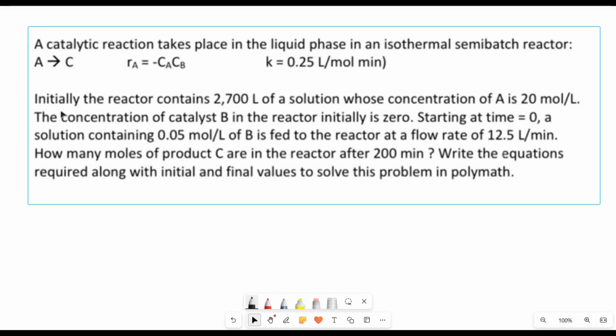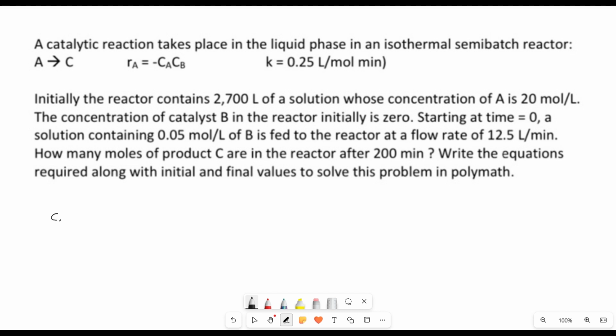Initially the reactor contains 2700 liters of solution whose concentration of A is 20 mole per liter. So it is given that the initial concentration at t equals 0, I will write CA naught is equal to 20 mole per liter. Initial volume V naught is given as 2700 liters. B is the catalyst. Concentration of catalyst B in the reactor is 0, so CB at t equals 0 is equal to 0.